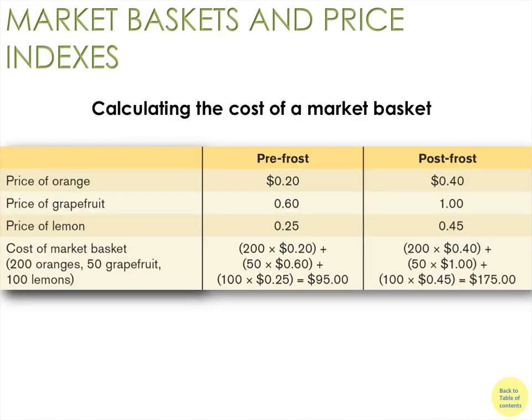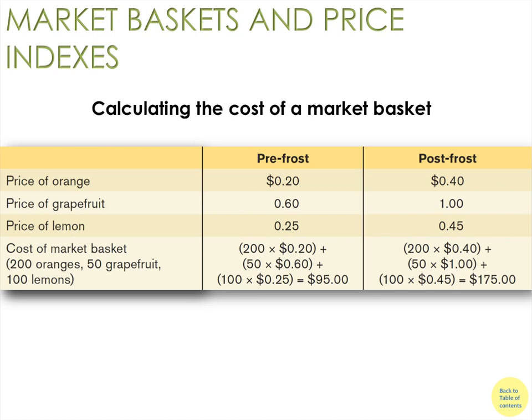So here's an example where you have oranges, grapefruits, and lemons, and specifically you'll be given the number of each that are in your basket. Right, so we've got 200 oranges, 50 grapefruit, 100 lemons, and we want to know what happens to the cost of our market basket over time. For now, let's freeze, so to speak, the number of lemons and grapefruit and oranges in our basket, and let's just look at what happens to prices.